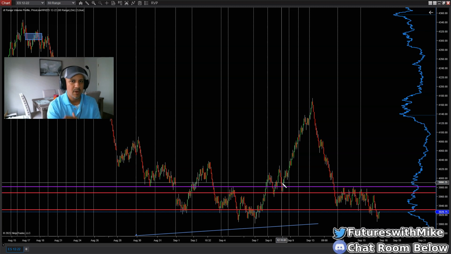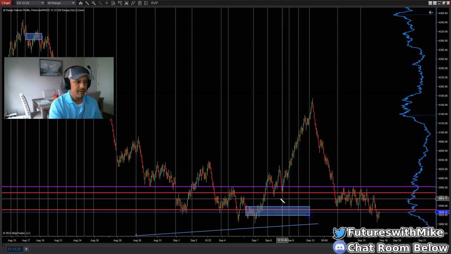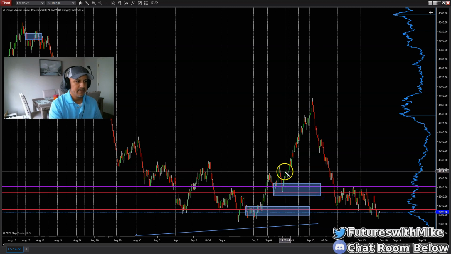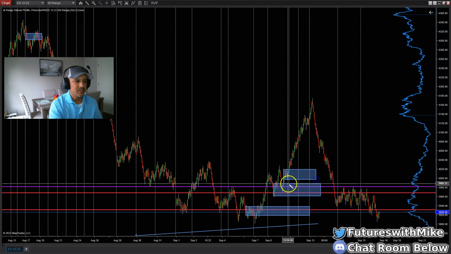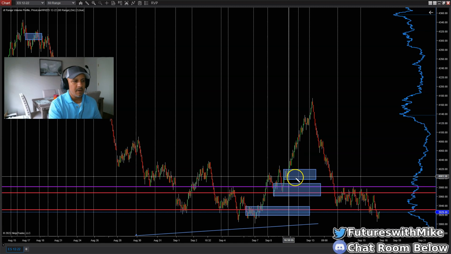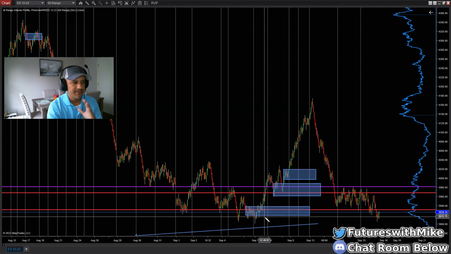And price at some point will come back to those areas. And will we look to capitalize on the rejection out of those areas? So, this here, this here, this here is a little supporting swing from this swing here, but all these can be classified as areas of demand.